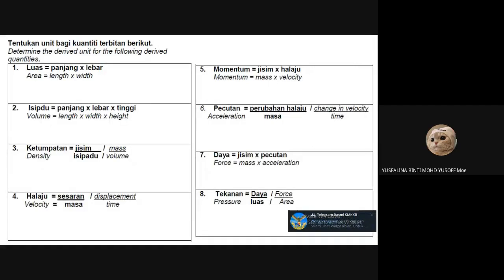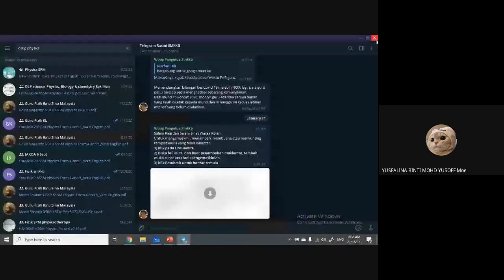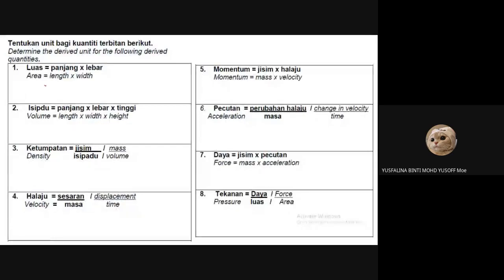So the first one, area. We already did this one before. Length is in meter, and width is also in meter. So m times m becomes m square.